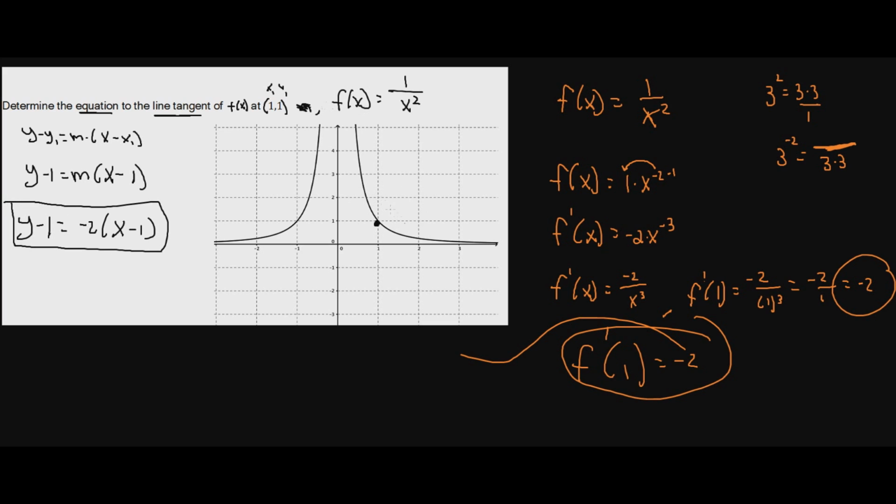On the AP exam, we don't need to show any more work. As long as we show this equation, we're 100% golden.